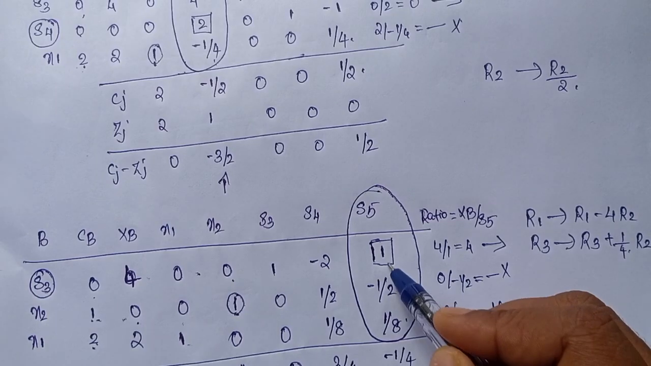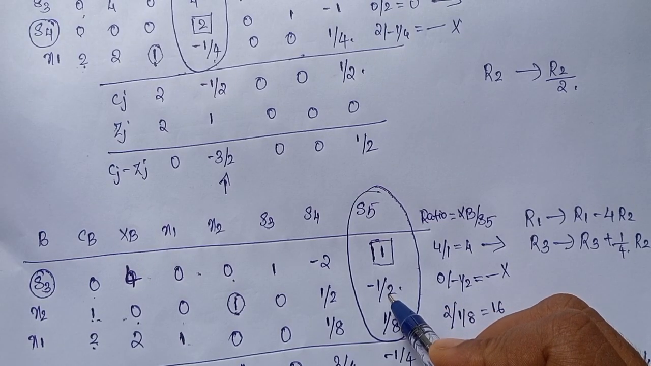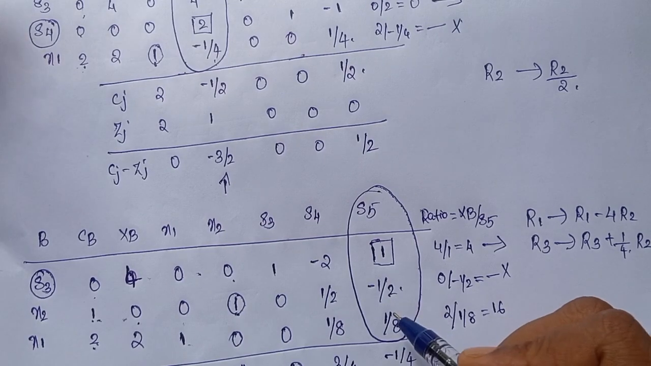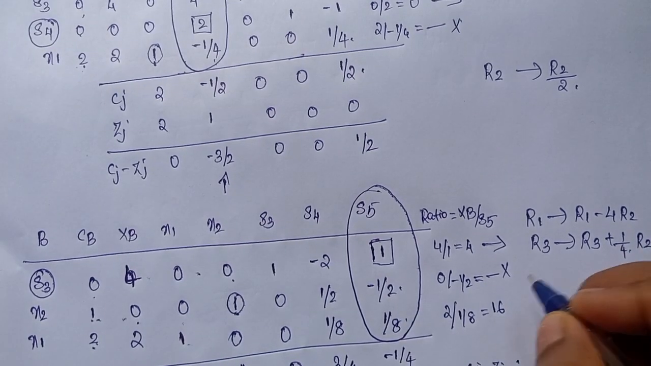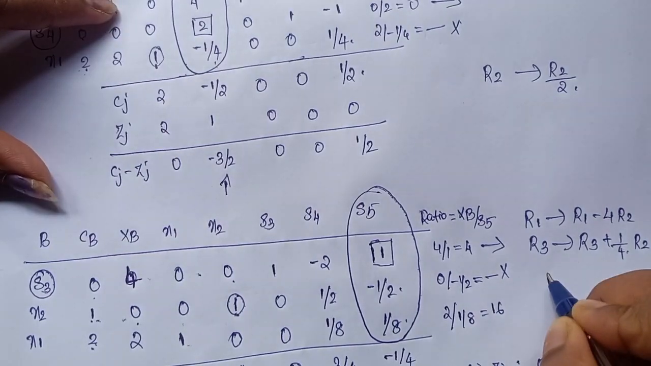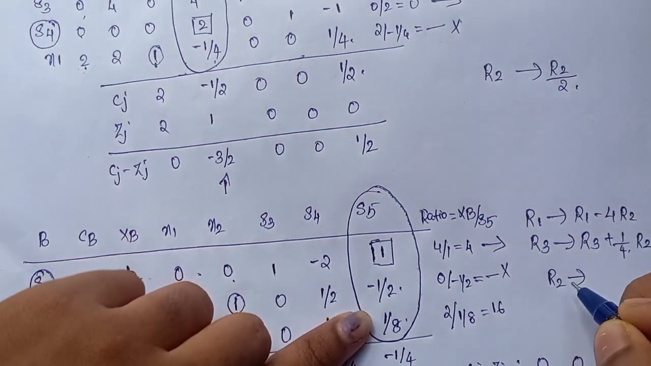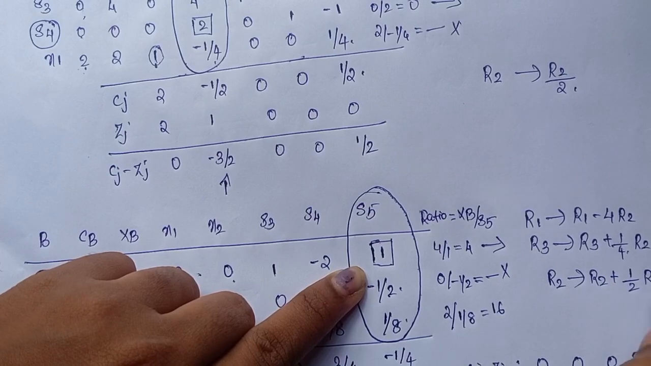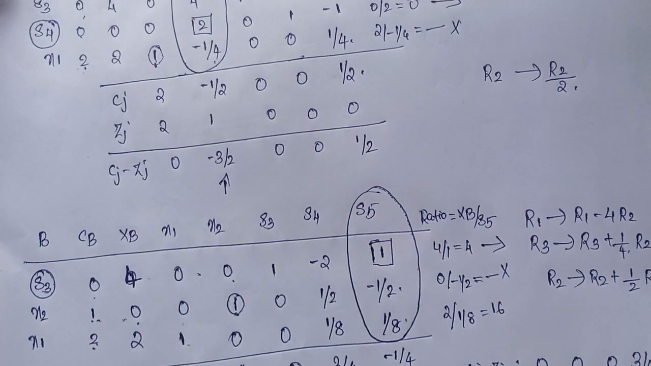Now we make the elements below the 1 into 0. The element below the 1 in the second row is -1/2, so we make it 0. For that, the operation is: the second row changes to the second row plus 1/2 into the first row.